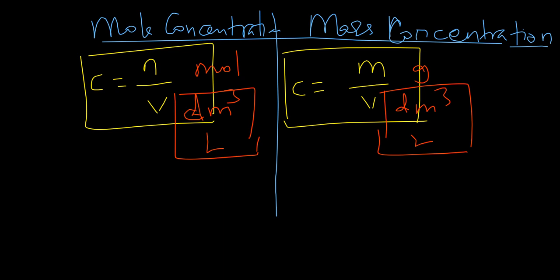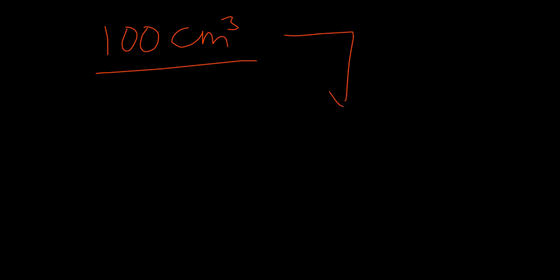Now, there are instances when the volume can be given to you in cm cube. So, for example, 100 cm cube. You need to convert this 100 cm cube to dm cube. How do you do that? It's very simple. To convert from cm cube to dm cube, just take the value given to you. Here in this case is 100 cm cube divided by 1000.